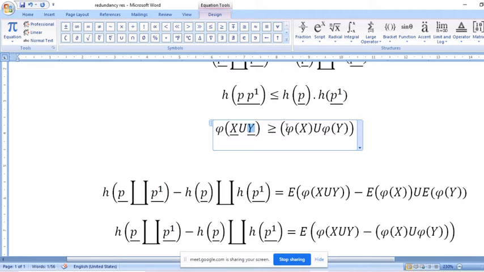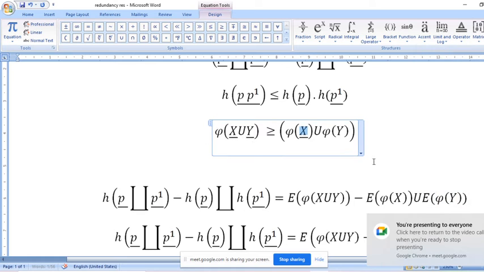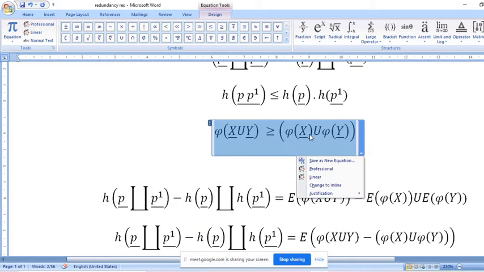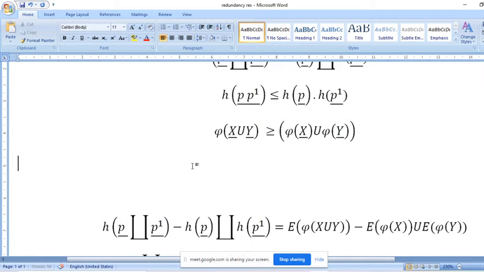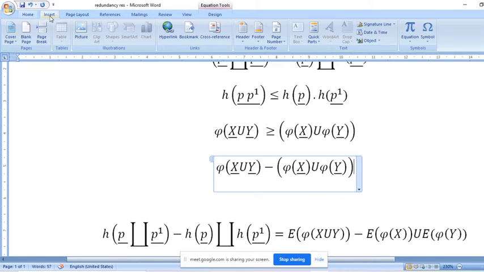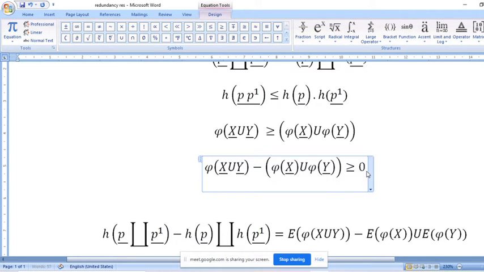phi of x union y greater than phi of x union phi of y. Okay, so this result we have discussed in the last class. So we can take the difference of these two functions, that is, what will be the result? This will be greater than or equal to 0, right?